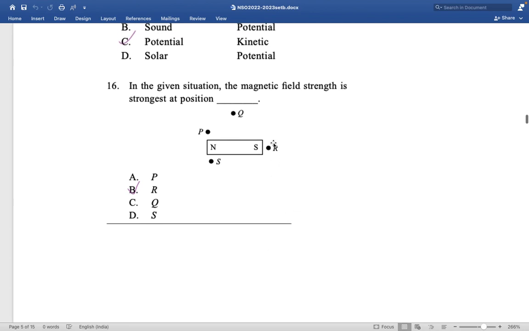Magnetic field strength of a bar magnet is strongest at its poles and the line joining the poles. So R is the strongest field of magnetization.